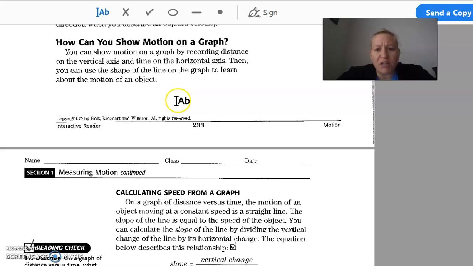You can show motion on a graph by recording distance on the vertical axis and time on the horizontal axis. Remember, vertical, horizontal. Then you can use the shape of the line of the graph to learn about the motion of an object.